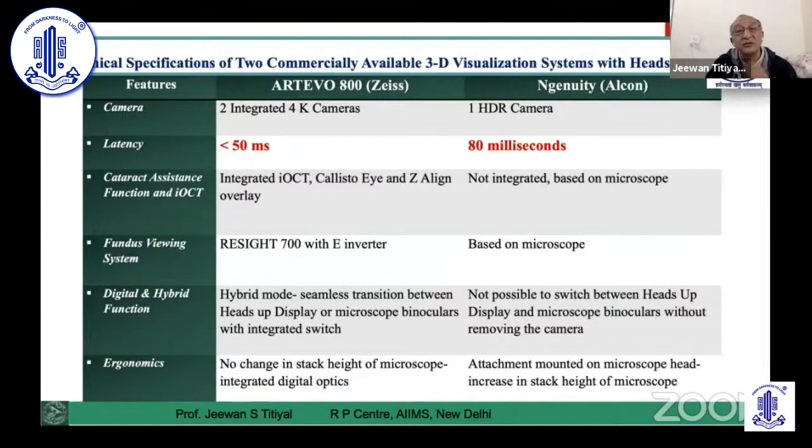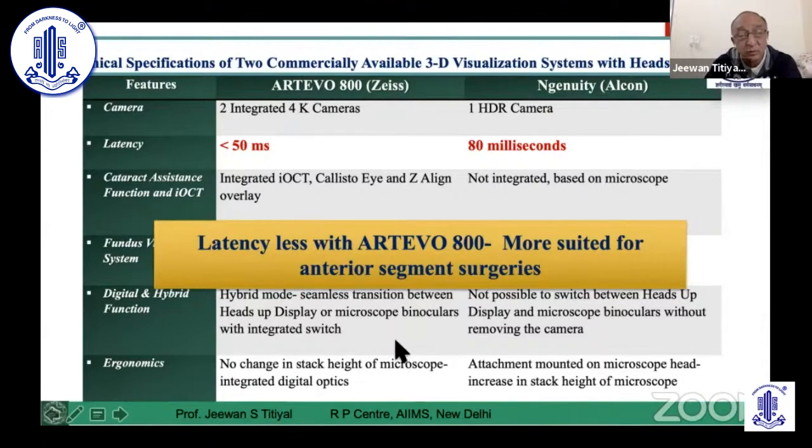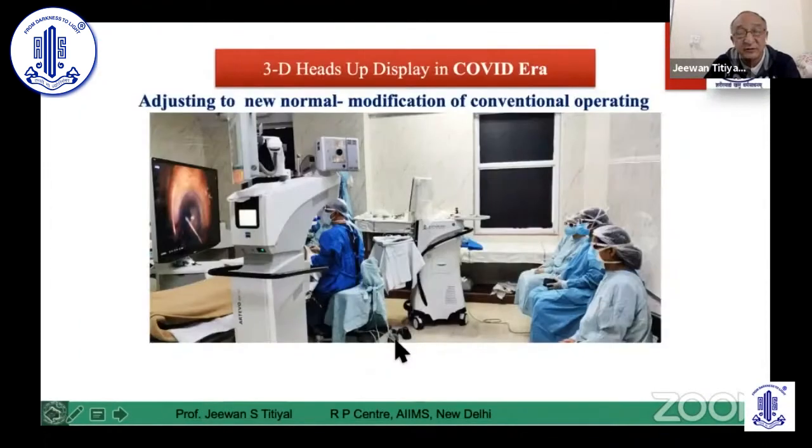To compare Ingenuity with Artevo, Artevo is an integrated system which has a lesser lag than Ingenuity. Therefore, it is a better system for anterior segment surgeries, though both are equally good for posterior segment surgery also.